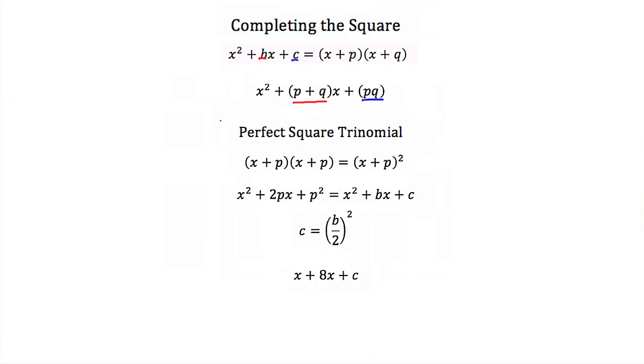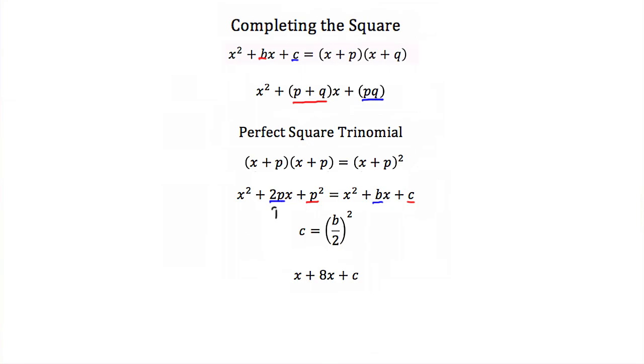But what if we have a perfect square trinomial, where our quadratic equation factors into x plus p times x plus p, or an x plus p squared? Well, then our b would be equal to 2p, because it would be p plus p. And our c term would be equal to p squared, because it would be p times p. Well, if that's the case, that means our c then is equal to b over 2 squared.